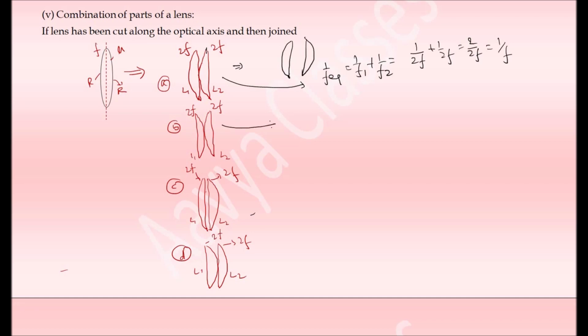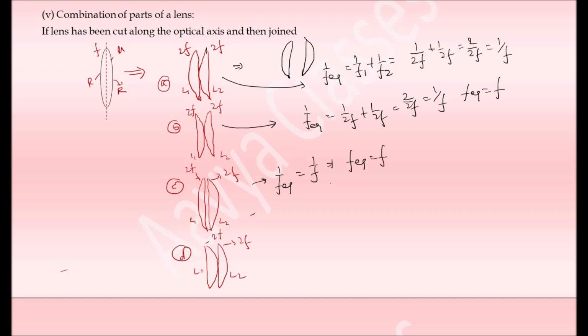Now if we combine the cut lens along the orientation as shown in figure B, focal length of individual part is 2f. So 1 by f equivalent is equal to 1 by 2f plus 1 by 2f, that is 2 by 2f, and from there we get the equivalent focal length is equal to f. Now if we make the orientation as per figure C, then again 1 by f equivalent is equal to 1 by f and f equivalent is equal to f, and as per the orientation D, again f equivalent is equal to f.